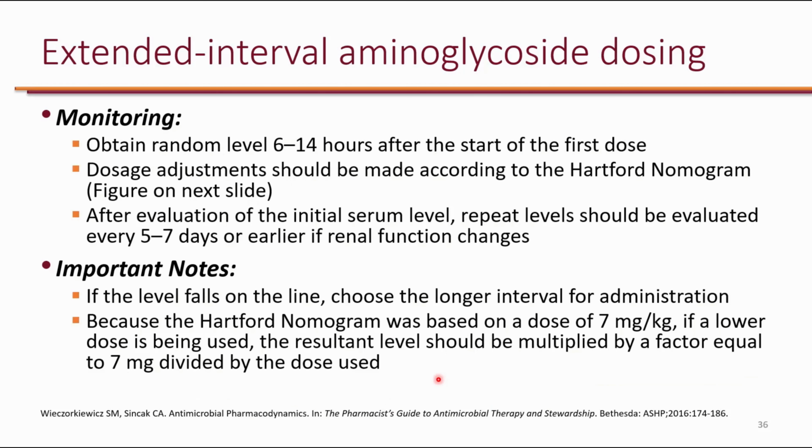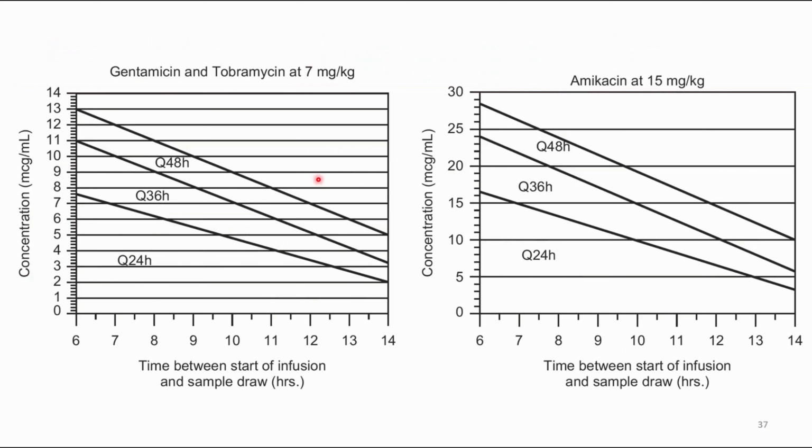The way that you would monitor is that you get a random level. Instead of a peak and a trough, you get a random level between 6 to 14 hours after the start of the first dose, and then you adjust the dose based on that level. And here's the nomogram. The nomogram on the left is for gentamicin and tobramycin, and the one on the right is for amikacin. So let's say 9 hours later you got a random level, and the level happens to be 3, and it happens to be here.